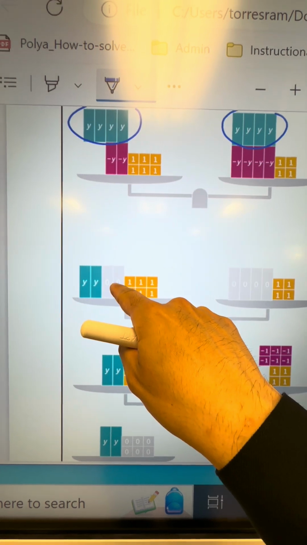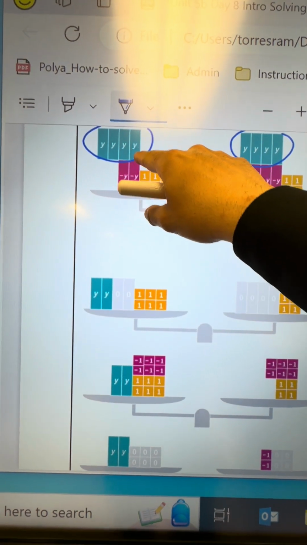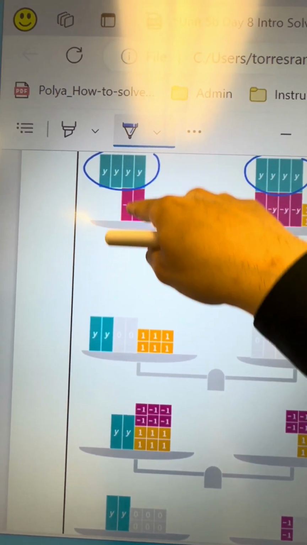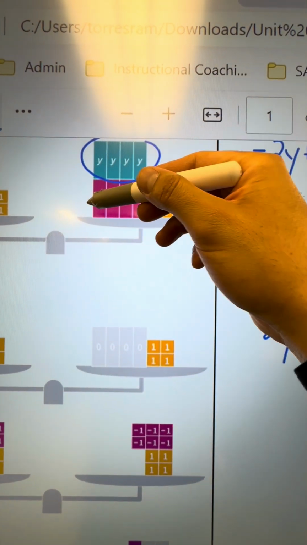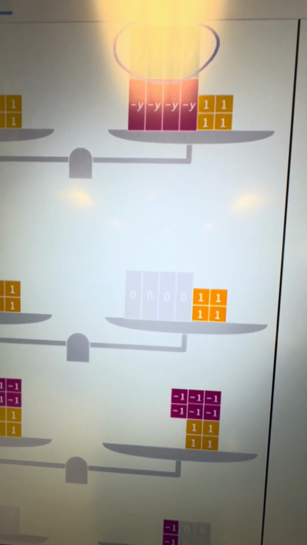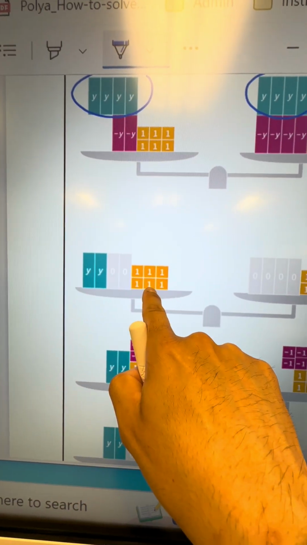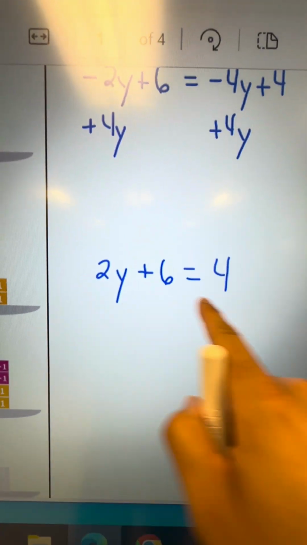In the next step, you can see here they simplified. So we combine the 4y with the negative 4y, so we have 0 pairs here, so those are gone. And then we have 4 y's and 4 negative y's, so when you combine all this, those are all canceled out. So we're left with 2y plus 6 equals 4. So that's my next part here.